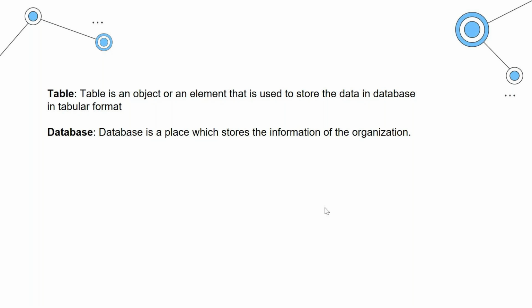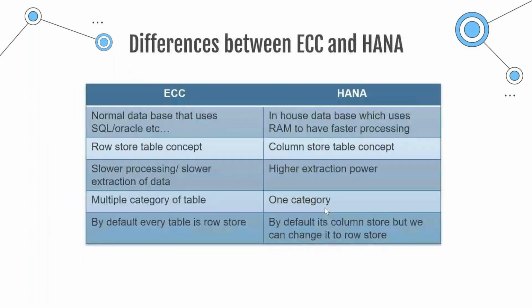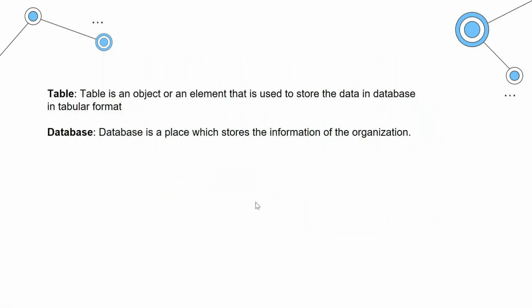Tabular format means a table. See, this is a table now. In database your data will be stored in this table format only. That is the reason it is called database table. Simple. So table is an object or an element that is used to store the data in database in tabular format. That's it. Then database is a storage unit which is used to store the organization data. Simple.